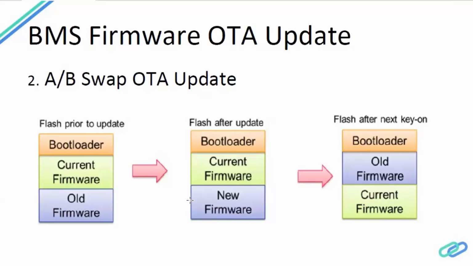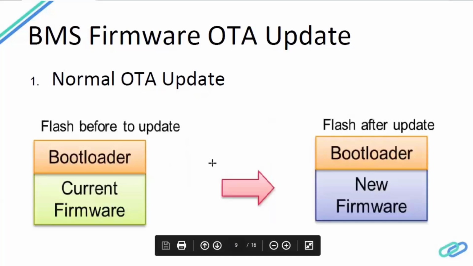If any error occurs in the new firmware, the microcontroller unit will redirect to the current firmware and keep working on it. The system will get a notification that there is some error in the new firmware. The developer will look into it, find the bugs, and send the new firmware again through OTA updates. There is also one more benefit of A by B swap OTA updates.